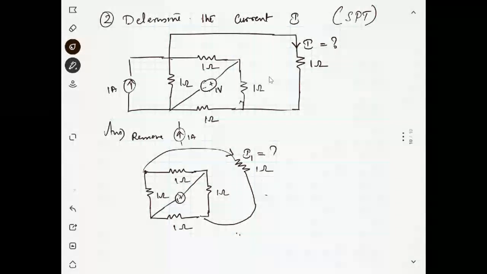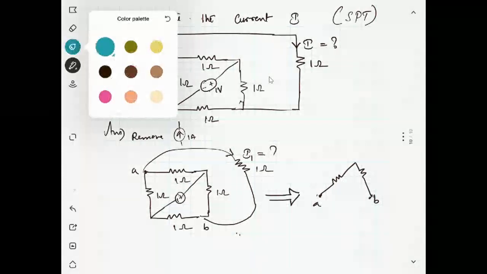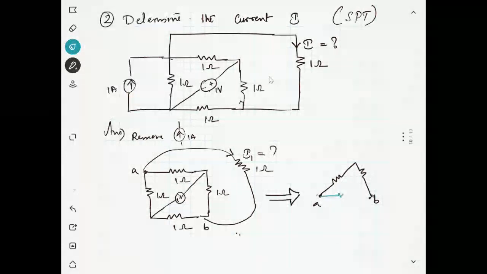So I can draw this circuit in another way. Very good, because the bridge is balanced. You can see here, I can draw like this. Okay, this is A, this is B. I can draw like this. This is A, this is B. Now I can draw like this, and between A and B, I have a current.